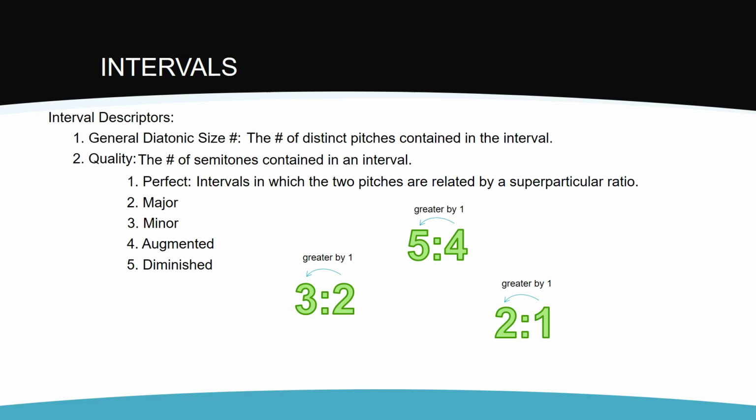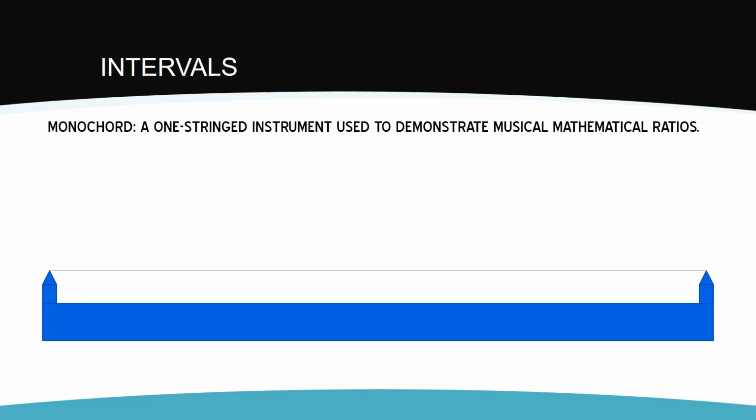This all goes back to the Greeks. The Greeks were trying to determine the best way in which to build a scale. To their ears, the notes that sounded the nicest when played together were those with superparticular ratios, and those ratios were all created by the division of a string. This is a simple diagram of a monochord. It is a one-stringed instrument used solely for the purpose of demonstrating musical mathematical ratios.